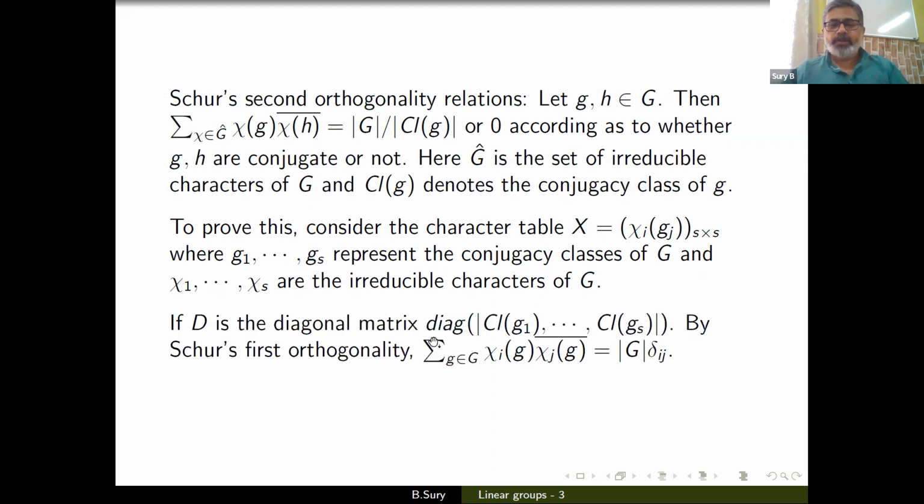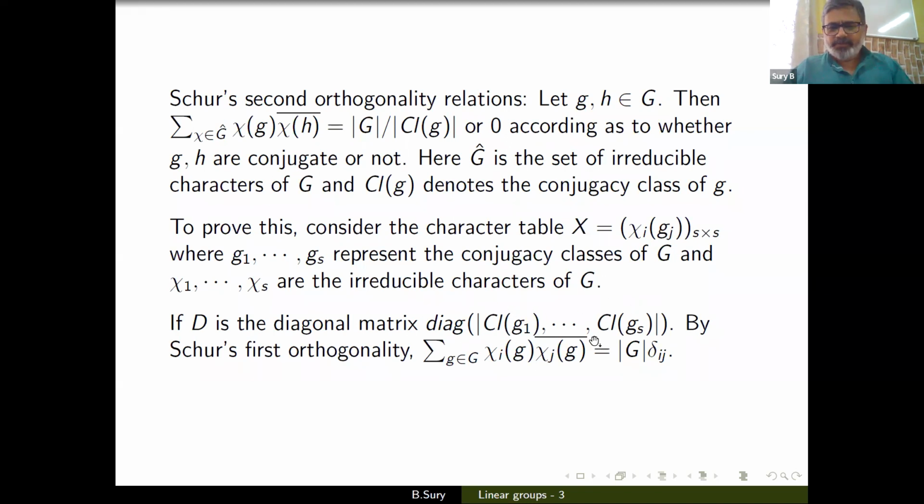So for example, look at a diagonal matrix whose entries are the following. Oh, there's a mod missing here. Cardinality of the conjugacy class of g1, cardinality of the conjugacy class of g2, etc., cardinality of the conjugacy class of gs. Okay, these are numbers of elements, so these cardinalities are positive integers.